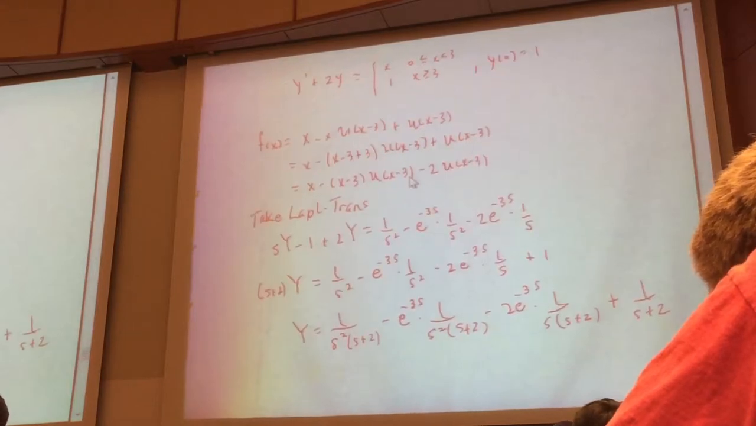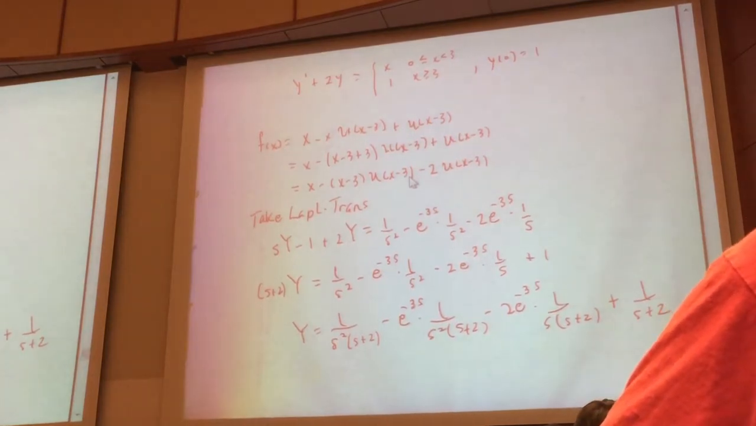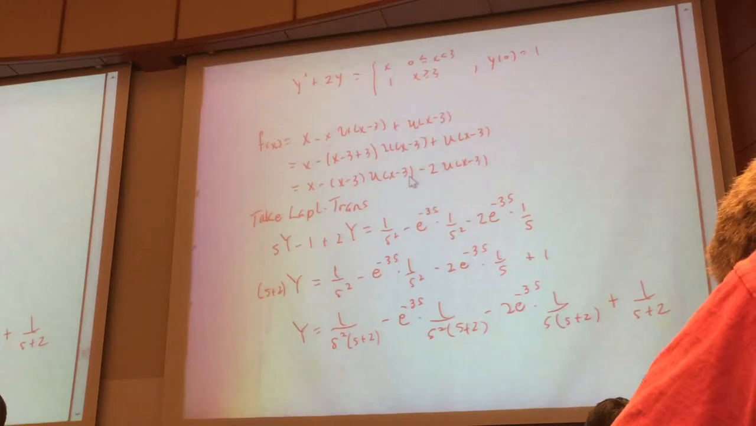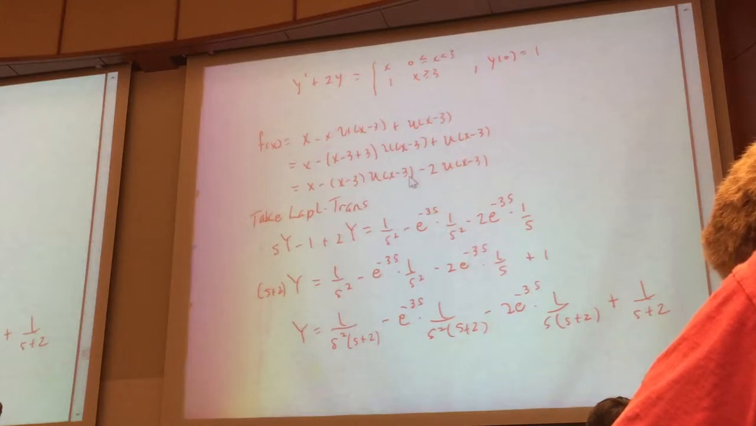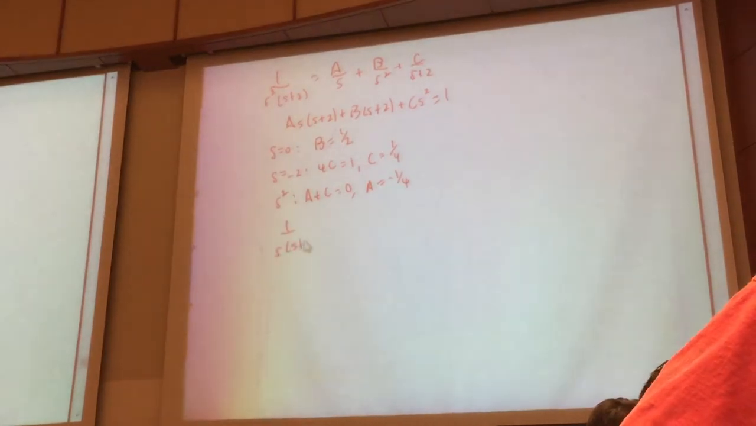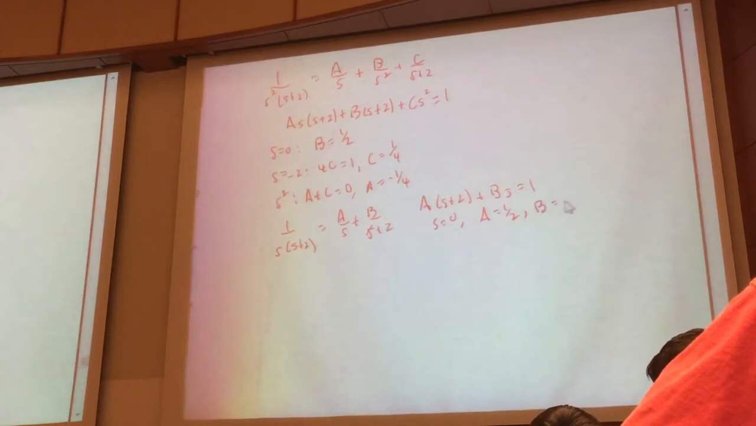Now I'm not done. You see why doing the Laplace transform from beginning to end, even in the first order case, would take a fair amount of time. Even when you know what you're doing, which I can do this one. Okay. So 1 over s times s plus 2. So this is A over s, B over s plus 2. So A times s plus 2 plus B s has to be 1. s equals 0, A is 1/2. And B is minus 1/2.